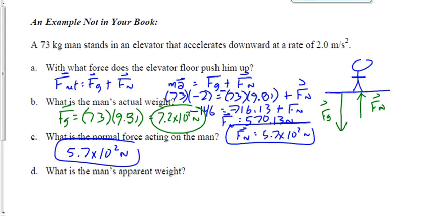Gianna? Because it's a normal force, right? Thank you, Miles. You're right. We don't have to do anything to find the apparent weight. It's just a normal force.